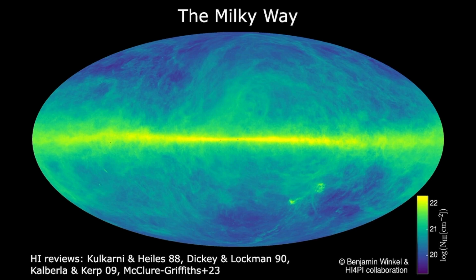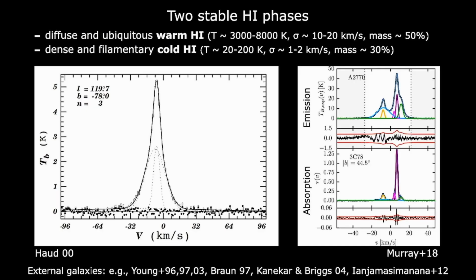And now these HI properties of the Milky Way have been reviewed by many authors over the last couple of decades. I'll mention just a few highlights from this work. Now, one key question is what are the physical properties of the HI? So what kind of gas are we looking at when we observe HI in the Milky Way or also in external galaxies? Now, very careful analysis of both emission and absorption HI spectra, like the ones you see on this slide, tell us that in line with theoretical expectations, actually, the HI is mostly composed of two stable phases.